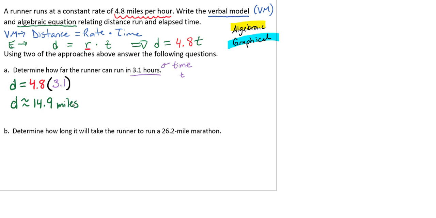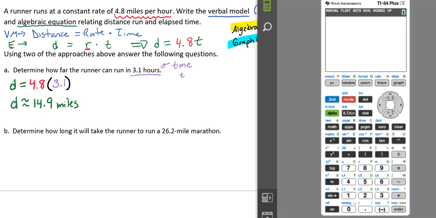Now we can check this graphically as well. So what we're going to do is we're going to answer A and B separately, and then we'll pull them up on the, well, let's just do it now. So here's our graphing calculator, and we're going to go ahead and plug in our equation. Distance equals 4.8 times t. And y will be our d and the x will be our t. So y equals, or d equals, 4.8 times t, or our x. And then we're going to go ahead and graph this.